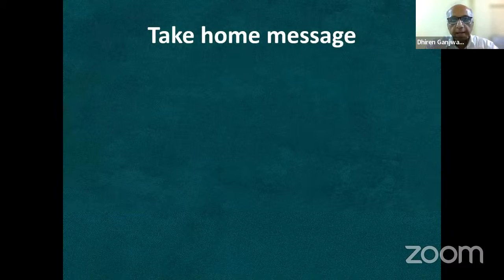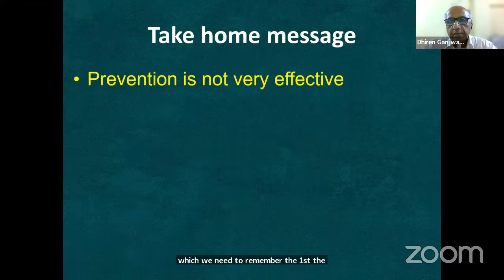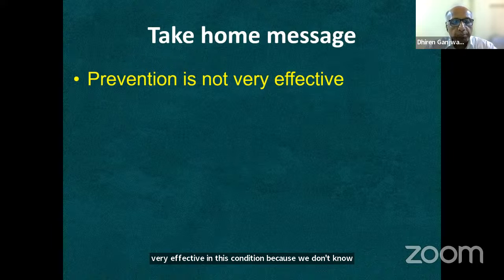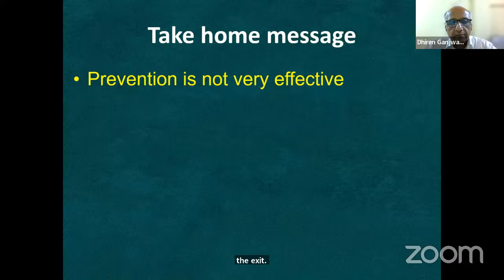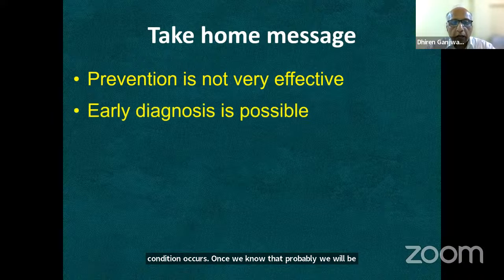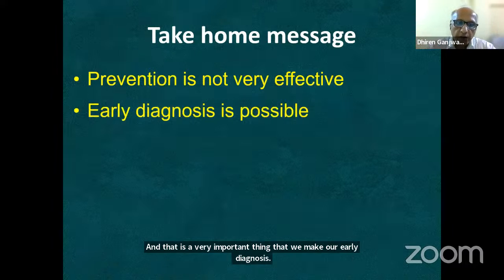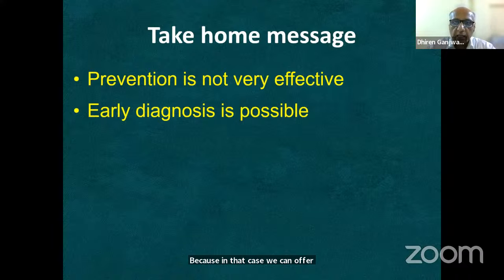So I would like to end my talk with a few important points which we need to remember. First, prevention is not very effective in this condition because we don't know the exact etiopathology. We really need to make a lot of progress to understand why this condition occurs. Once we know that, probably we will be able to offer prevention. Early diagnosis is possible with the help of MRI, and that is a very important thing, because in that case, we can offer them a smaller magnitude of surgery like drilling.